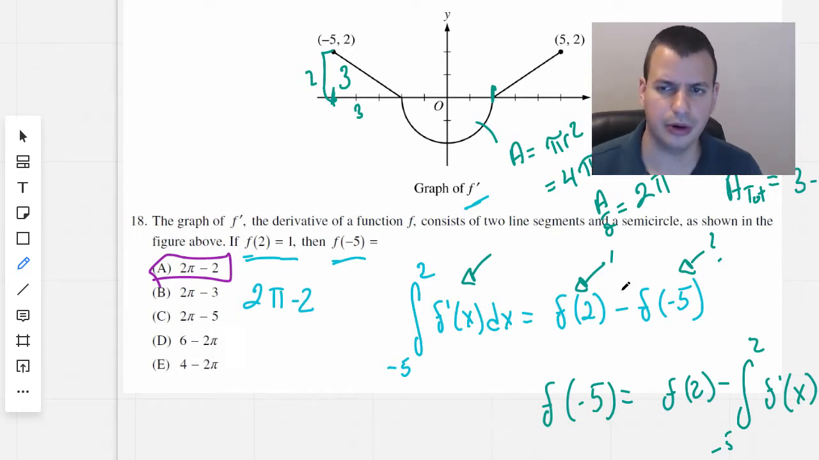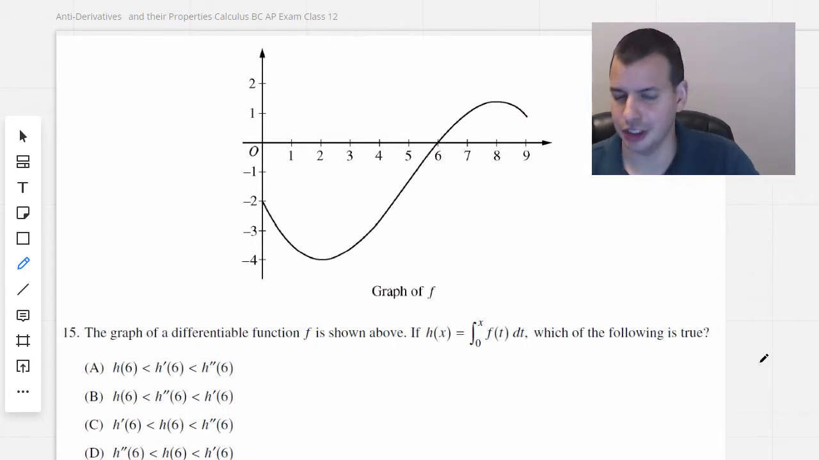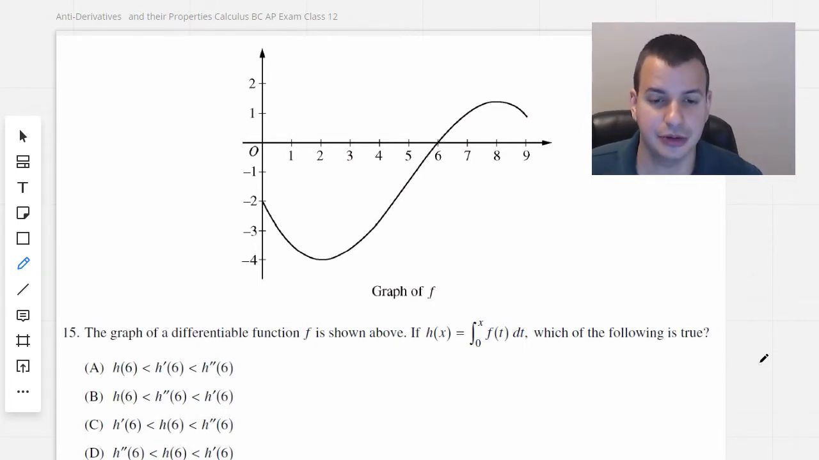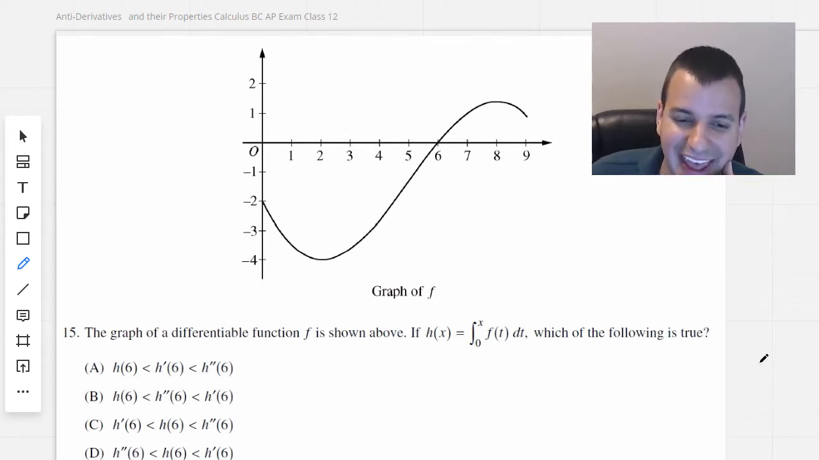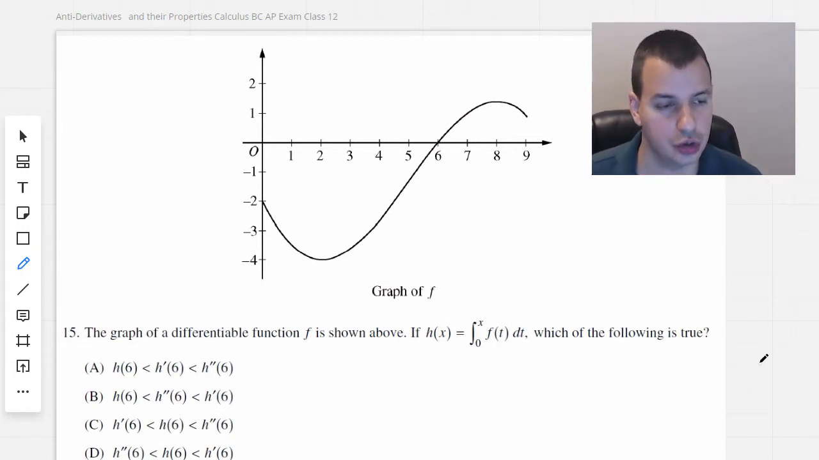All right, let's try one more. The graph of a differentiable function f is shown above. If h of x equals the integral from 0 to x of f of t dt, okay, this is a hint here that we have a fundamental theorem of calculus issue. Which of the following is true?